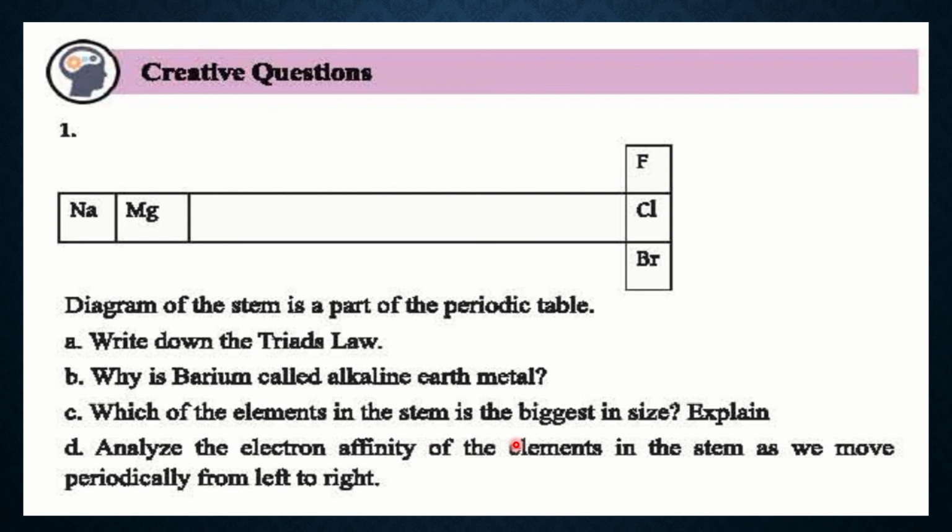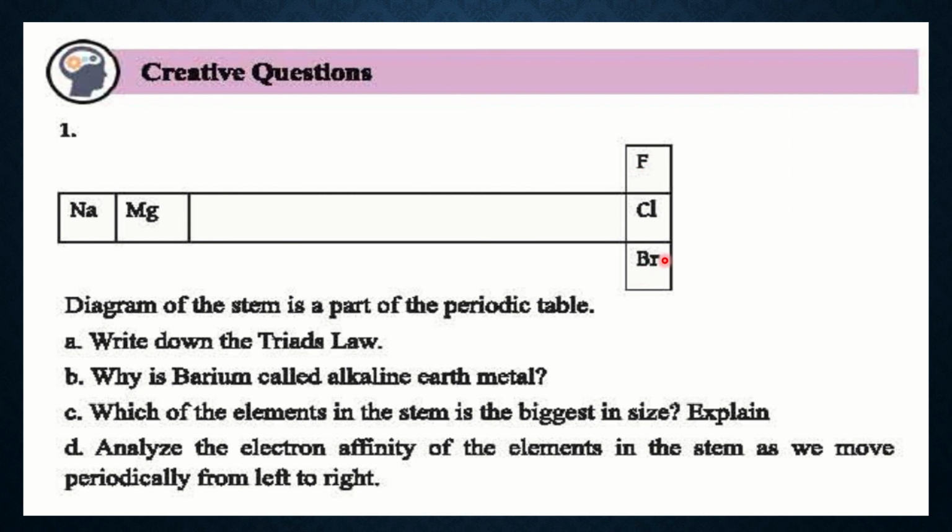Which of the elements in the stem is the biggest in size? Explain. There are 5 elements: sodium, magnesium, fluorine, chlorine, bromine. Dear students, look here. We know the atomic size gradually decreases from left to right. So here the atomic size gradually decreases. So for this group, sodium has the highest size, and the atomic size gradually increases from top to bottom, from fluorine to bromine. Here the atomic size of bromine is the highest.